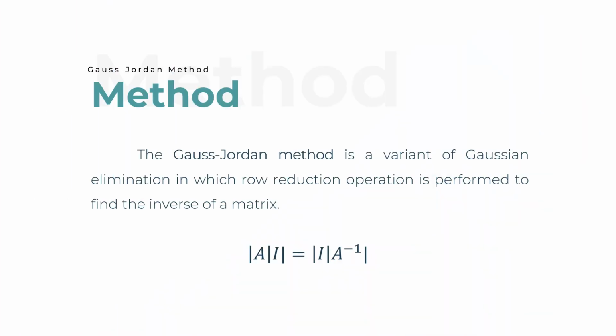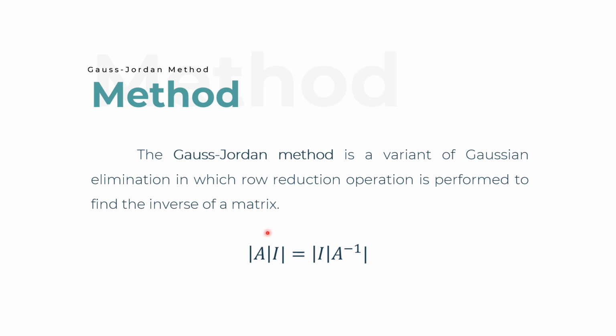Let's discuss what the Gauss-Jordan method is. By definition, the Gauss-Jordan method is a variant of Gaussian elimination in which row reduction operations are performed to find the inverse of a matrix. To put it simply, the Gauss-Jordan method allows us to calculate the inverse of a matrix by performing elementary operations between its rows and puts a matrix in a reduced row echelon form.